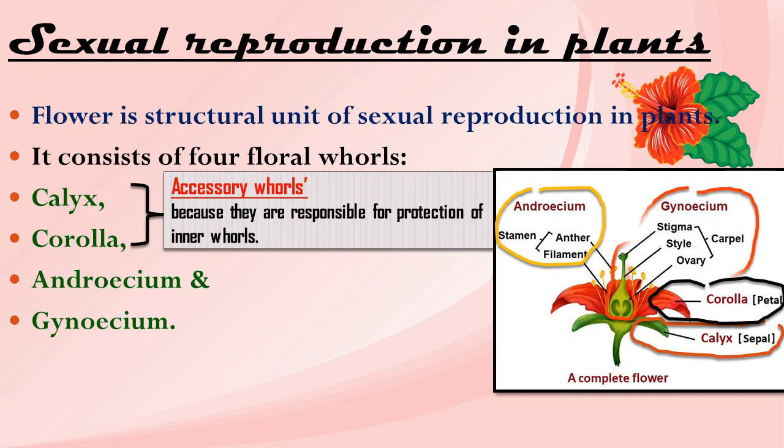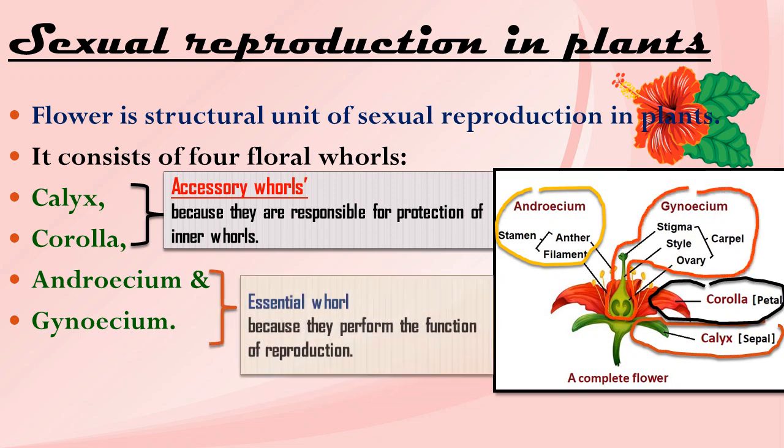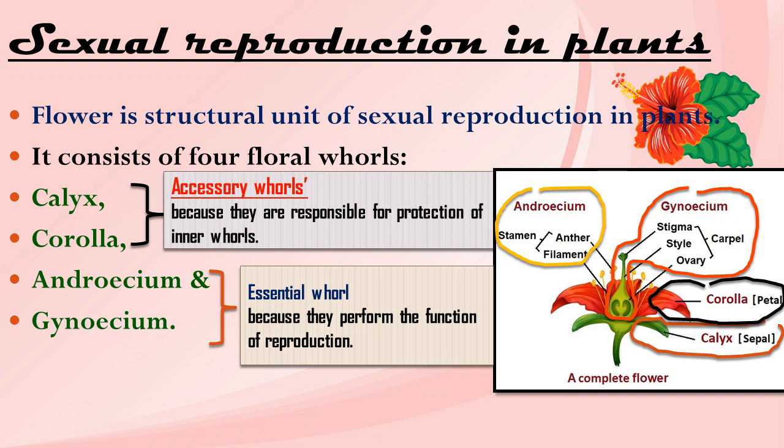Androecium and gynoecium are called the essential whorls because they perform the function of reproduction. Student, you can observe here androecium contains anther and filament. The members of androecium are called a stamen, and the members of gynoecium, that is stigma, style and ovary, are known as a carpel. So androecium is the male whorl of a flower and gynoecium is the female whorl of a flower. This is the structural diagram of a complete flower.